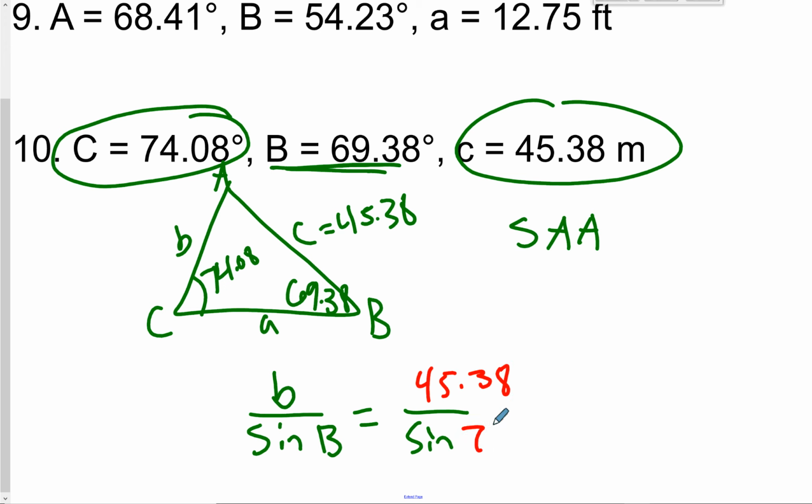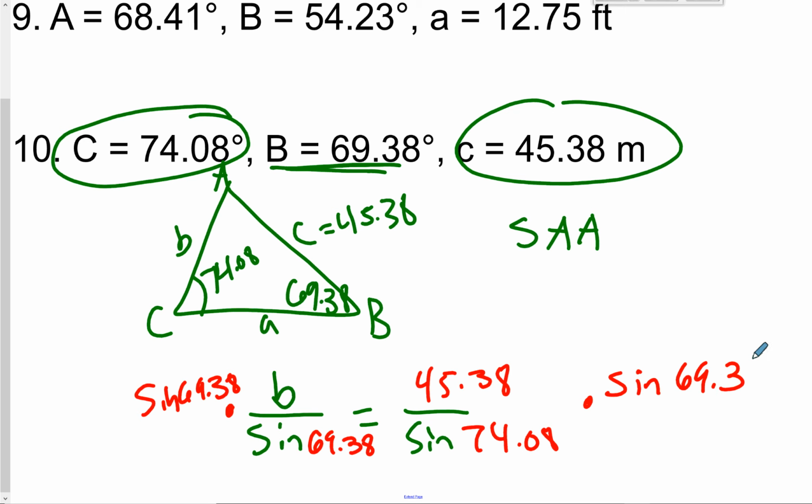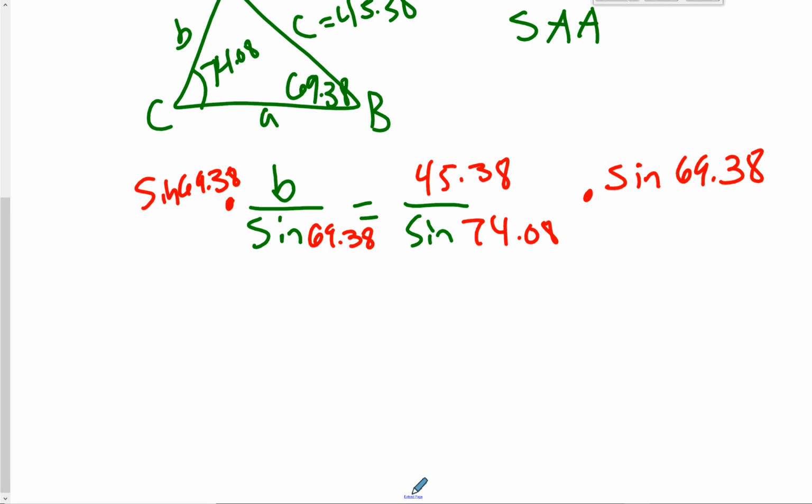Angle C is 74.08. And then B is 69.38. Okay, and now I can just solve an algebraic equation, multiply both sides by sine of 69.38. So now I can just do this, and I'm probably going to round this answer, so when I round it, I probably don't want to use the rounded value to solve for the next part. So I'm going to go ahead and use the calculator here. I get 44.17.